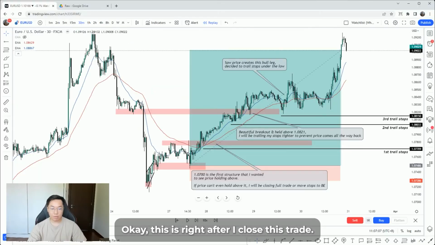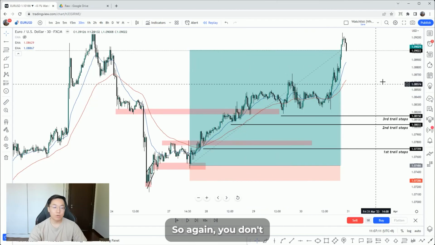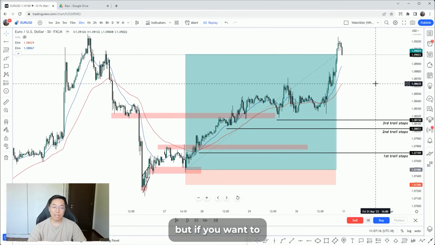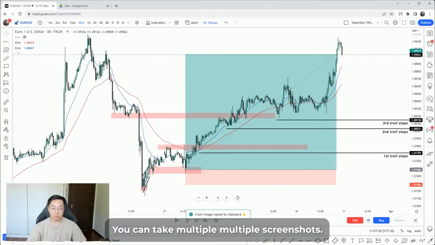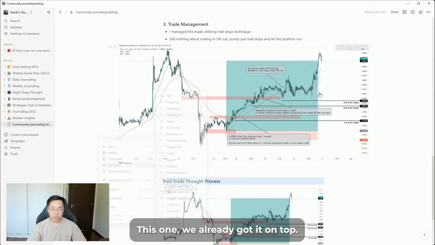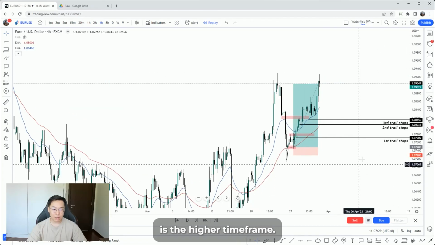Okay, this is right after you close the trade. What do you think about it? So again, you don't need to take a screenshot for this one, but if you want to, I'll say you can still do it. You can take multiple screenshots. The first one is on the 30-minute chart. This one we already got it on top. Then most important thing is the high time frame.